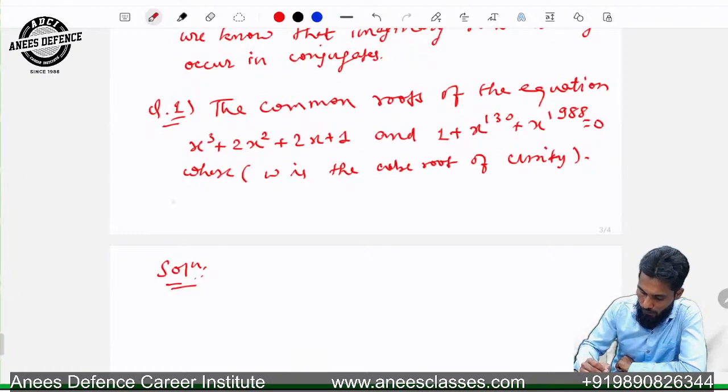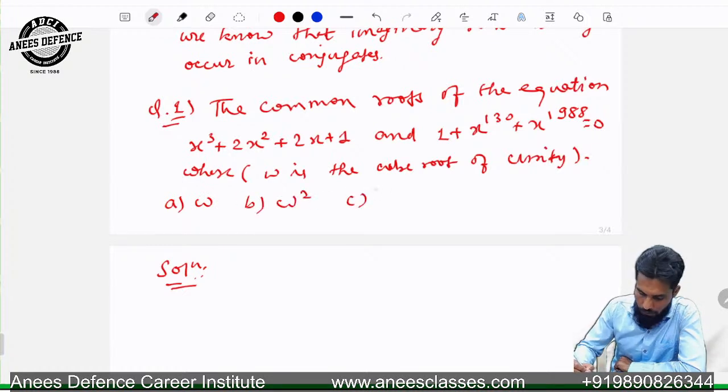You can take the options for this question if you want to try. First option is omega, second option omega square, third option minus 1, and fourth option is omega minus omega square. So let's come to the solution now.